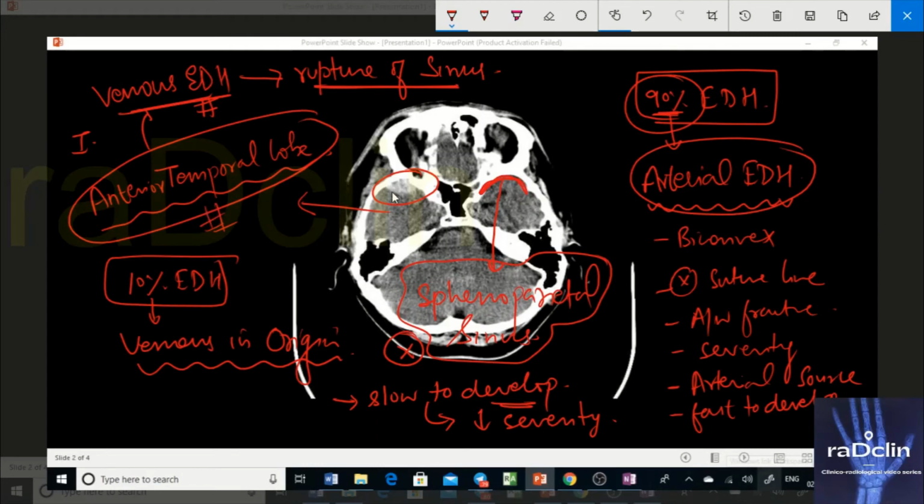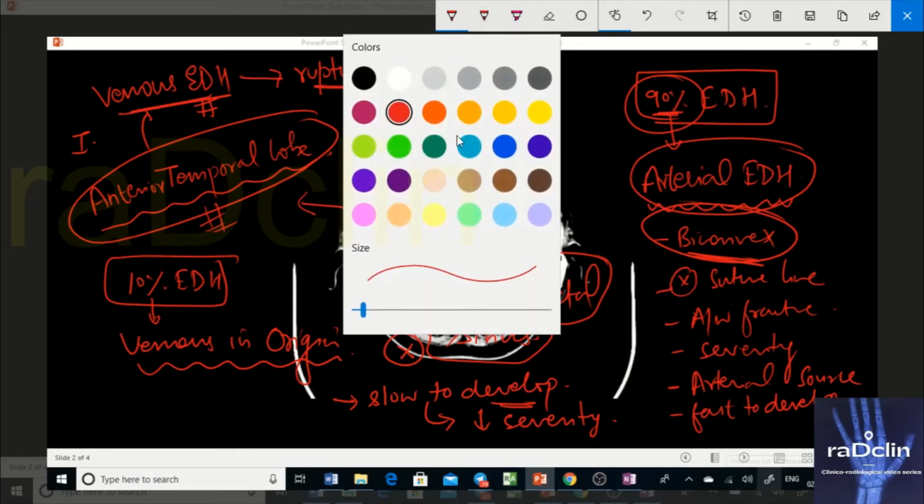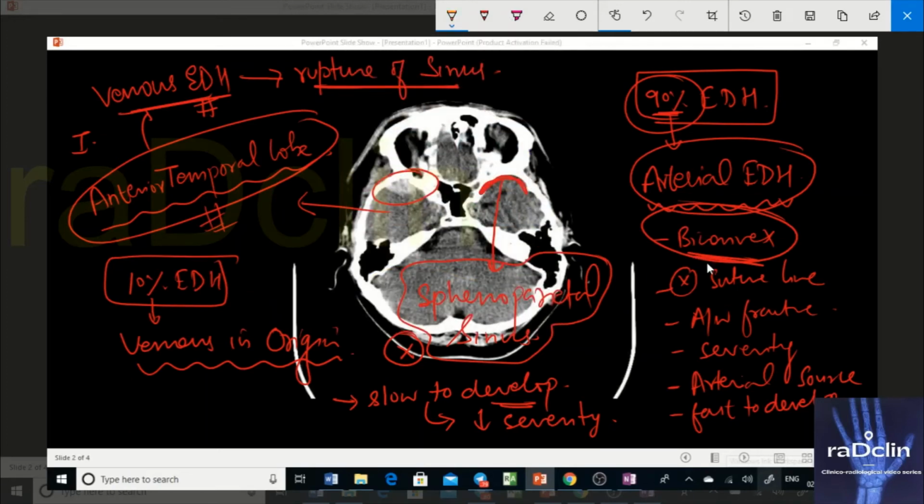Now this is also biconvex like your arterial EDH, so this feature is common. If you ask me, EDH are associated with fracture, and these are also associated with fractures. Among these features of arterial EDH, I'm going to mark those features that are common with venous EDH. So the biconvex feature is common; it's seen in venous EDH as well.